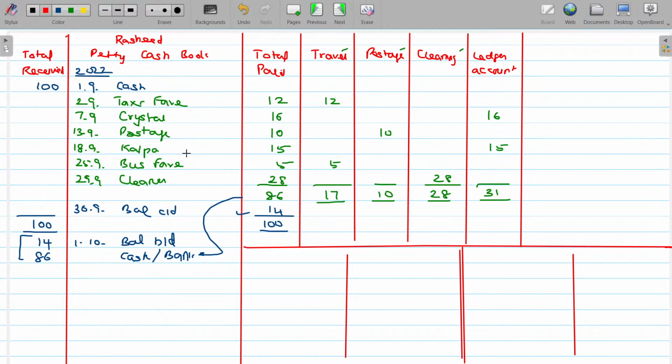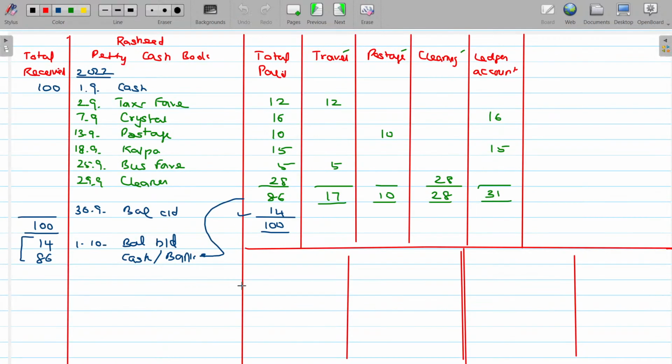So you have to prepare what? Postage account. So in the books of Rasid, you have to prepare postage account. The total value for postage being 10 is transferred here. 10. Okay, and the last date 30th September 2022, named as petty cash. Leave as it is. If you are asked to transfer to the concerned ledger, then you can state here income statement or stop here itself.